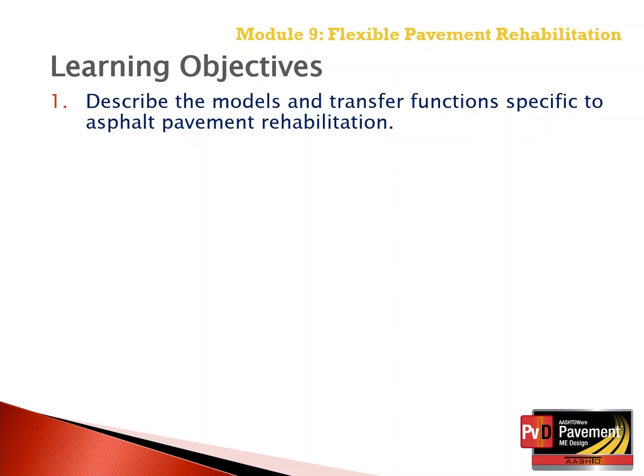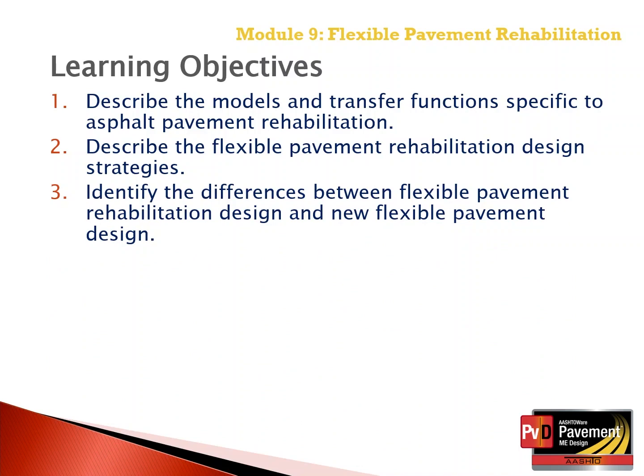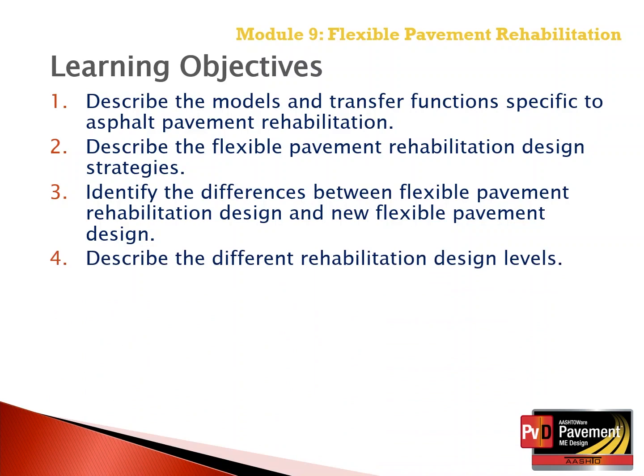There are 7 learning objectives for Module 9 in total. The first objective is to describe the models and transfer functions specific to asphalt pavement rehabilitation. The second is to describe the flexible pavement rehabilitation design strategies. The third is to identify differences between flexible pavement rehabilitation design and new flexible pavement design. The fourth is to describe the different rehabilitation design levels.